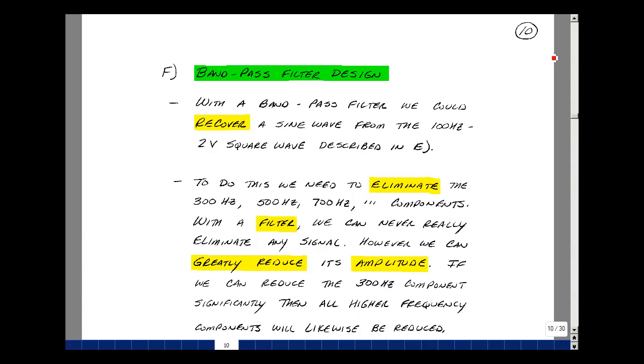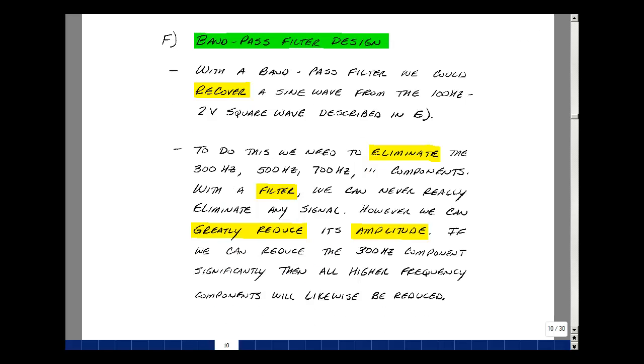So in our design, what we'd like to do is recover a sine wave from a square wave, this particular 2 volt square wave. And to do this, we need to eliminate the 300, 500, 700, 900 hertz sinusoidal components that are in our square wave. Now, a filter can't really eliminate a particular signal, but it can make it a lot smaller. So let's use the idea of attenuation to get rid of these terms so that we just have the fundamental frequency at 100 hertz.